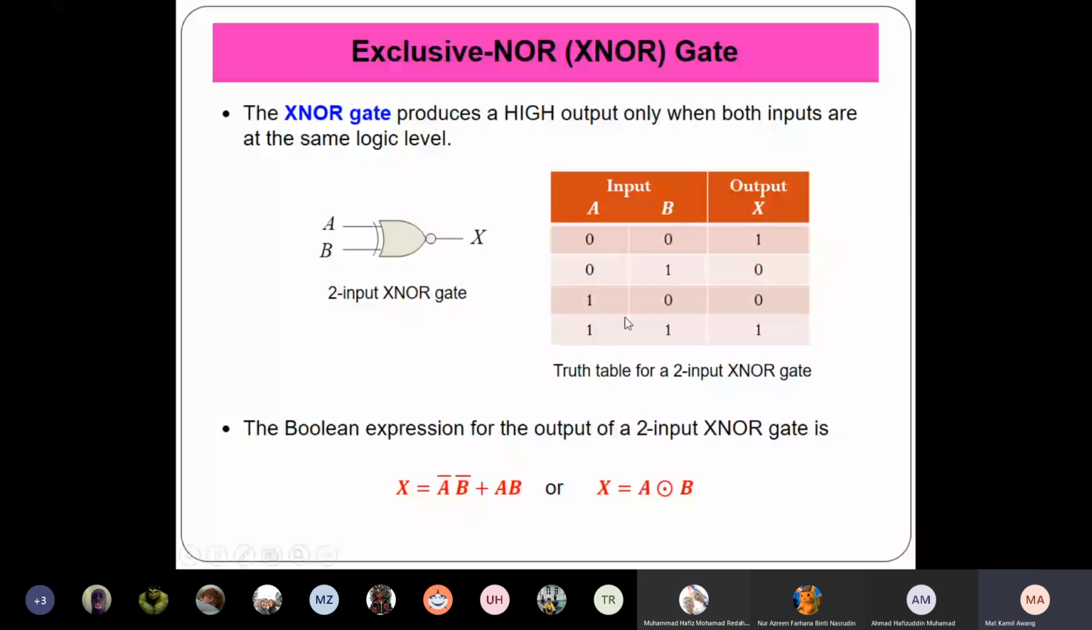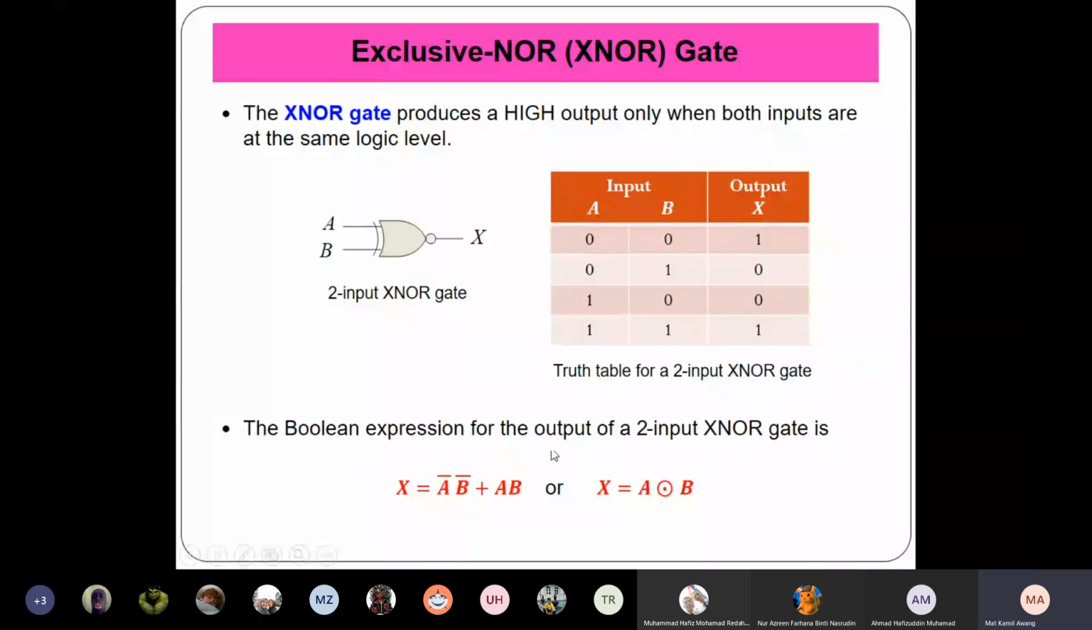So basically the truth table is that 0, 0 is 1. Previously, 0, 0 was 0, right? 0, 1 was 1. 1, 0 was 1. 1, 1 was 0. So now with a NOT, it reverses. It becomes 1, 0, 0, 1. So this is the truth table for XNOR.